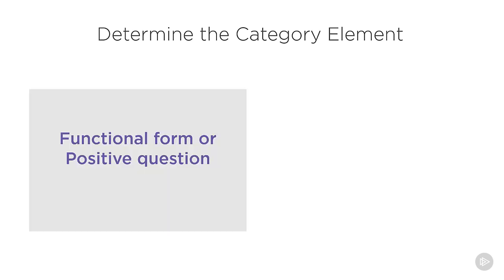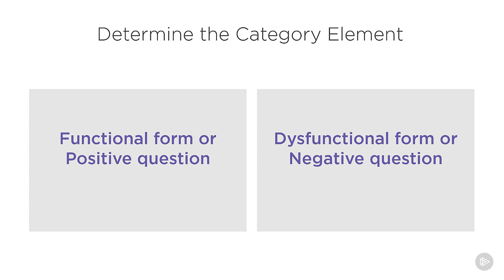That is to determine a category based on two forms of questions about a feature. The functional form of a question is one that is focusing on the customer's feelings if a feature is present. This is also known as a positive question. On the other hand, the dysfunctional form, or a negative question, is paying attention to the responses when some characteristics are absent from the product.